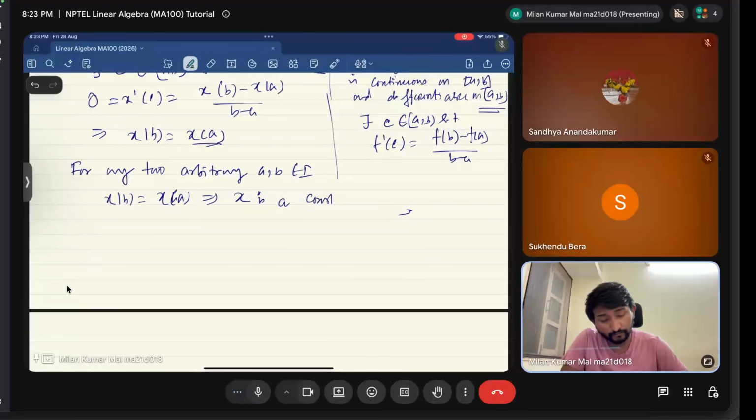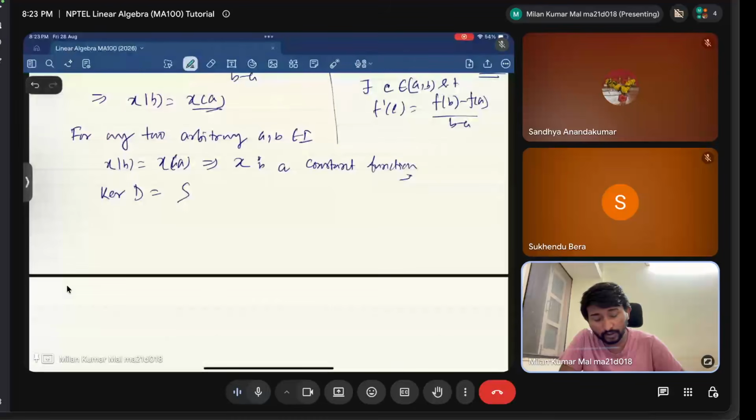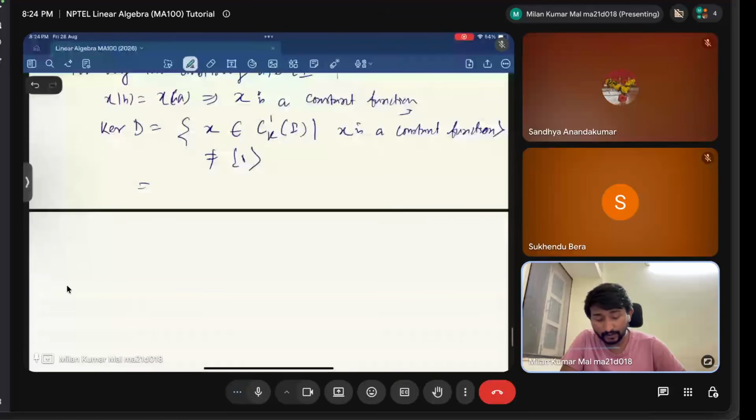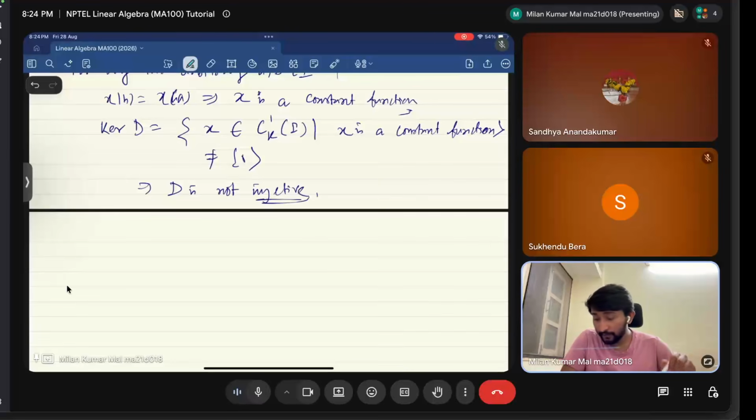So what we obtain is that the kernel of D is all those x coming from C k 1 on the interval I such that x is a constant function. So this is not equal to 0. That says D is not injective.